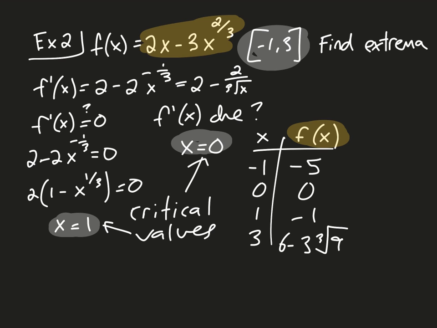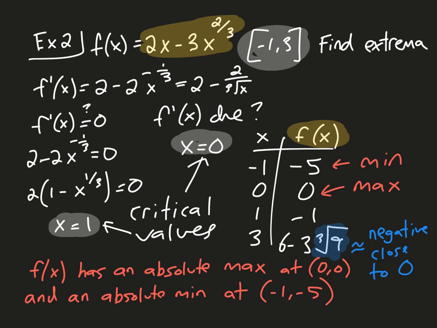Now, we end up with one ugly y value here, but we can deduce the cube root of 9 is roughly just above 2, because it's greater than the cube root of 8. So 6 minus 3 times a number that's just bigger than 2 should give us something that's negative, but pretty close to 0. We don't actually need to know the exact value because we're just trying to figure out what the largest y value is, which is 0, and what the smallest y value is, which is going to be this -5. So therefore, now we can make a conclusion about our original function f of x. F of x has an absolute maximum at 0, 0, and an absolute minimum at -1, -5.